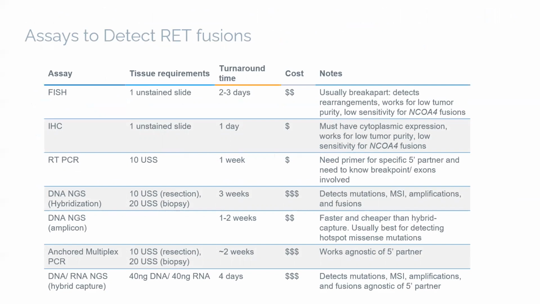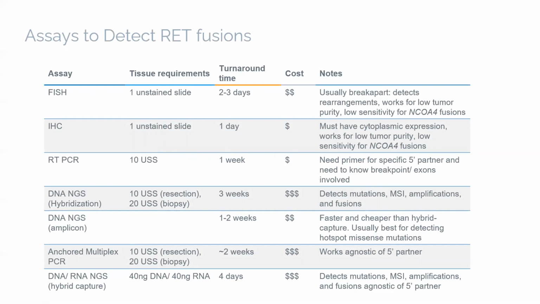Fluorescence in situ hybridization, or FISH, usually employs break-apart probes and only requires 1 slide. Because it is DNA-based, it can work on tissue samples that are older. Turnaround time is often 2 to 3 days. IHC is the fastest and cheapest of all the methods. FISH and IHC both use visualization, which means that low tumor purity is okay for these 2 assays.